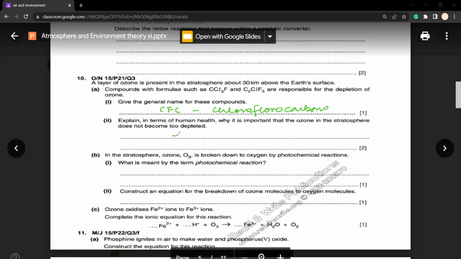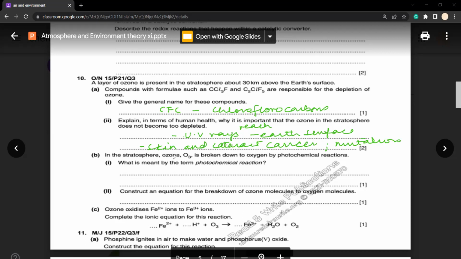Now, explain in terms of human health why it's important that the ozone in the stratosphere does not become too depleted. Because if it gets damaged, it can let the UV rays penetrate and reach the Earth's surface, which can lead to skin cancer and cataract, and can also lead to crop and genetic mutation.